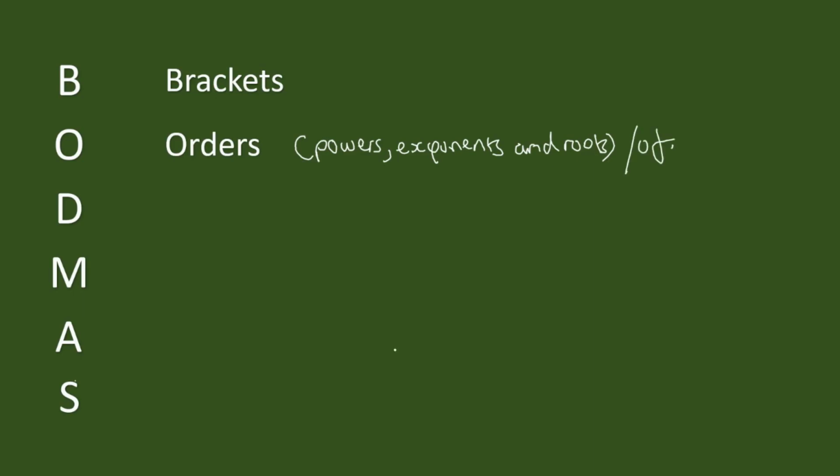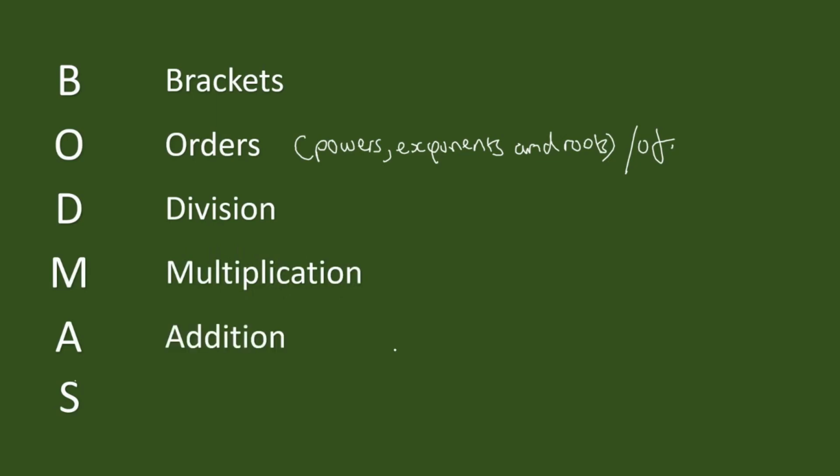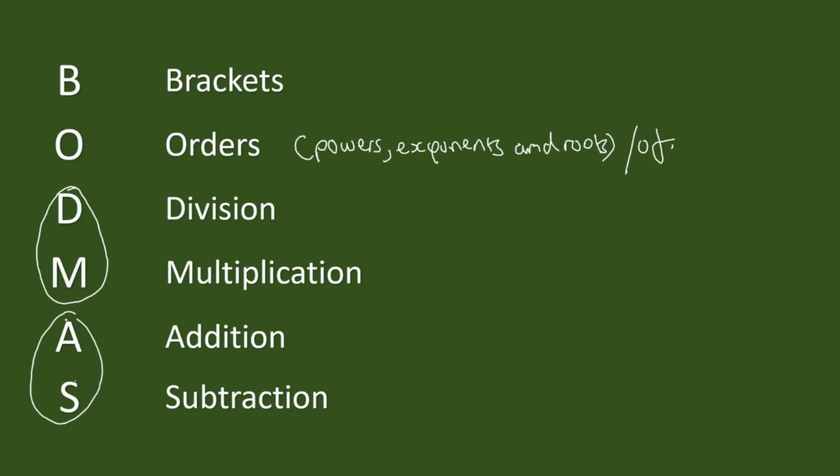Then D, that is division. Then M, that is multiplication. Then A, that is addition, and S, that is subtraction. But with division and multiplication, you just move from left to right. And then addition and subtraction also, you calculate from left to right.